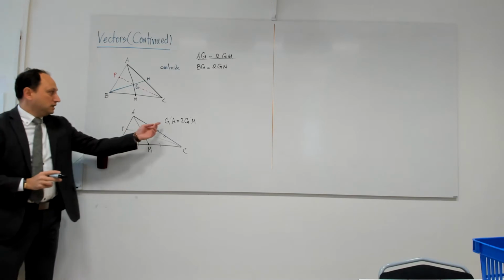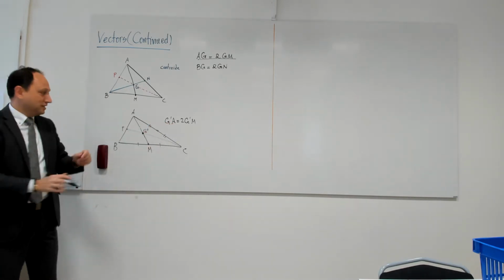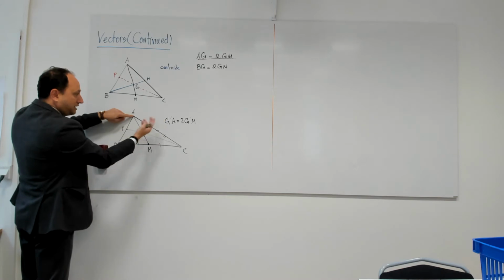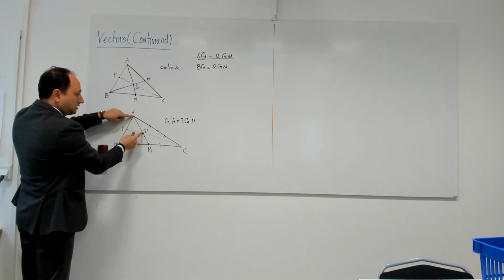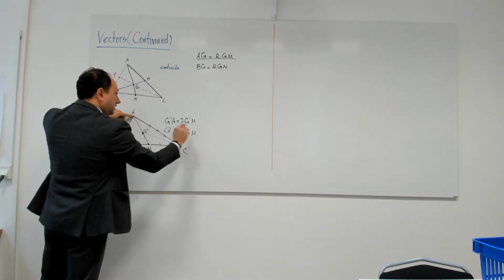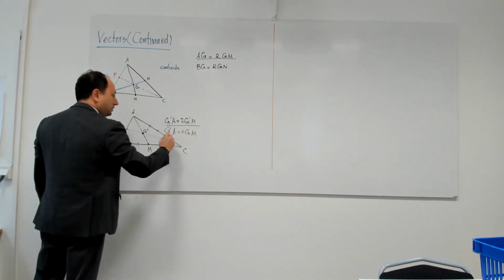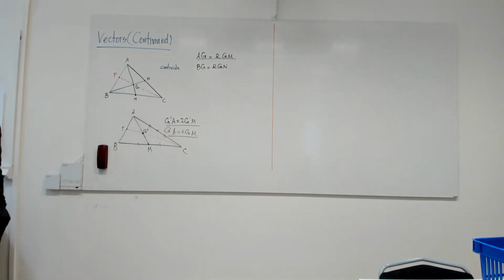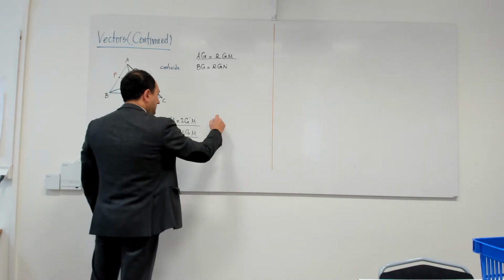Yes. But this means G prime is the same as G, because G prime and G are lying on the same line segment. Both of them have the property that the distance from G prime to A is 2 times G prime to M, and G to A is also 2 times GM. Yes, we know this should happen. This has already happened. So if you compare these two, G and G prime have to be the same. Is that understandable? If you don't exactly believe that, we can probably divide them.